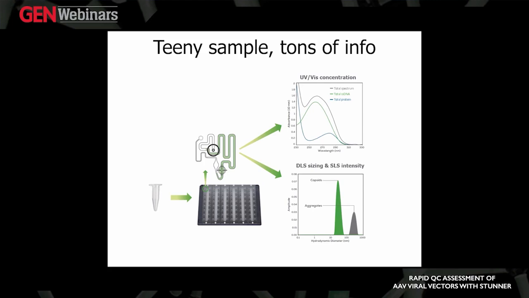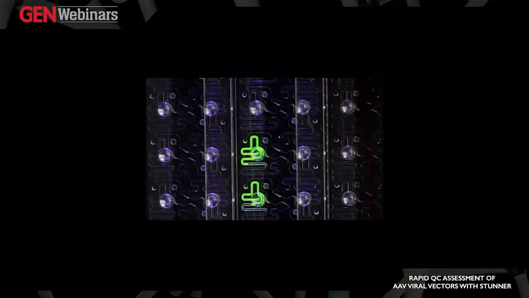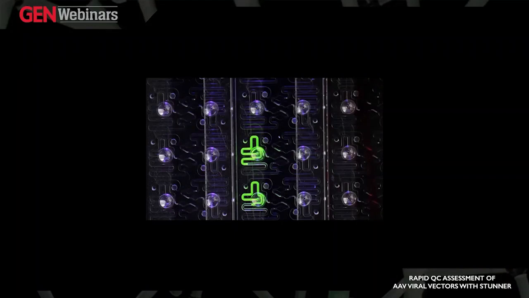And in our case, Stunner's AAV Quant application is what we'll use, looking at the data with Audrey to combine all the pieces of information into the full story about an AAV. Let's first drill down into how this is all possible from 2 microliters.